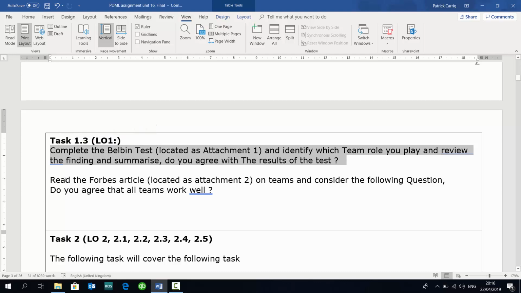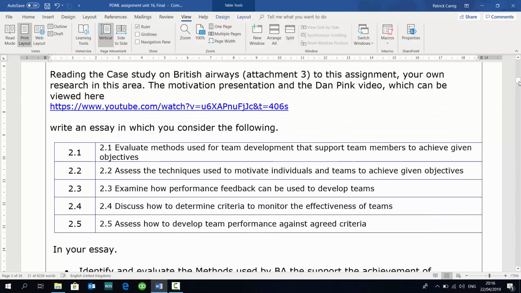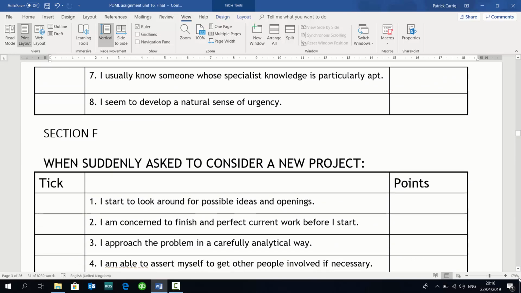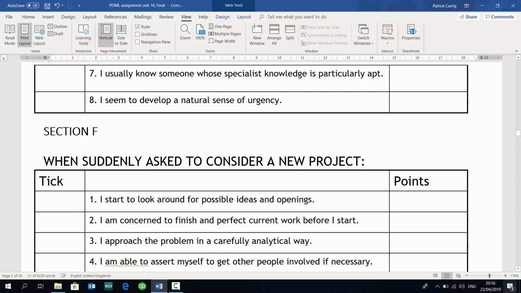The second part of this is reading the Forbes article, which is attachment 2 in Teams, and considering 5 projects. Do you agree that all teams work well? You have an article towards the end of the document, after your Belbin test.